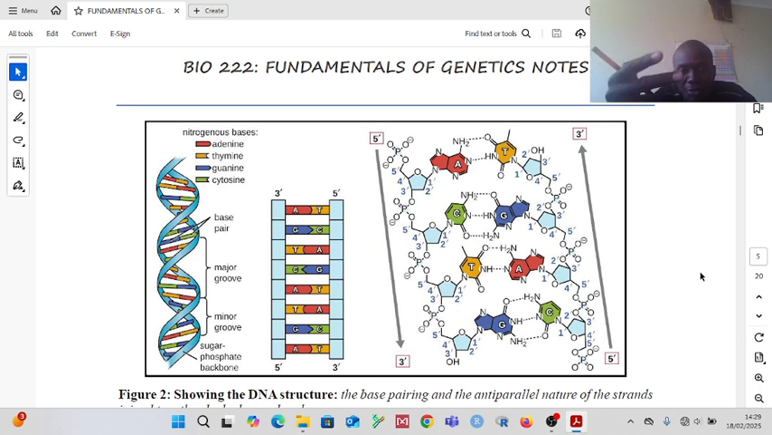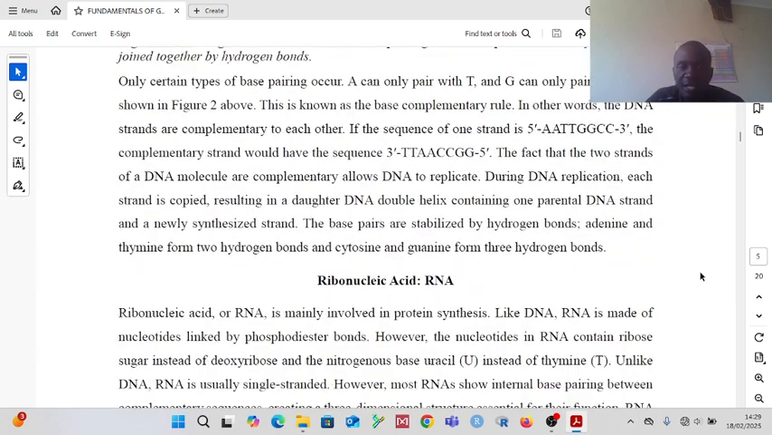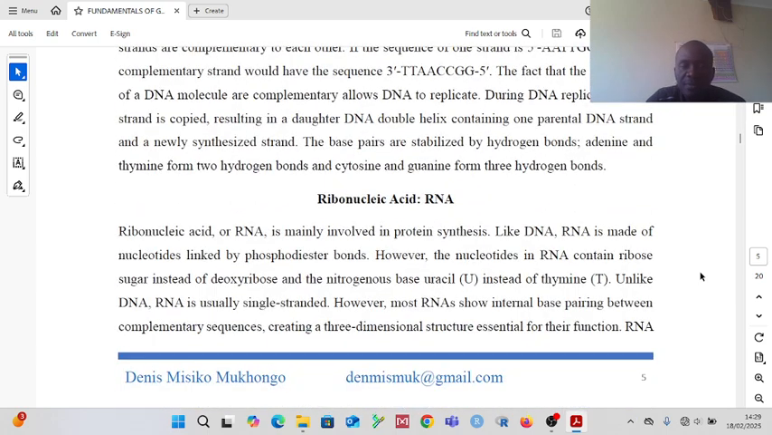AT, 2 bonds. GC, 3 hydrogen bonds. AT, 2 hydrogen bonds. Okay, so that is important. Let us keep it in mind as we proceed.